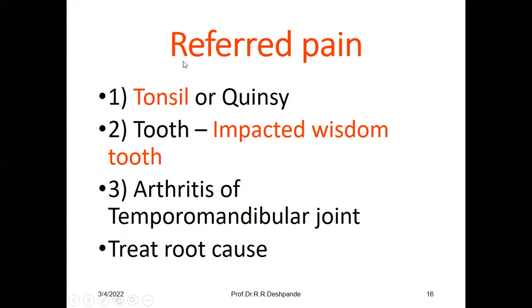There is no wax, there is no pus discharge, nothing is found in the ear. Then you must see the mouth. Ask the patient to say ah. Then the tooth: an impacted wisdom tooth can also cause referred pain in the ear. Third cause, arthritis of the temporomandibular joint also gives pain in the ear. So whenever there is a referred pain, you have to treat the root cause. You have to treat tonsillitis, you have to go to a dentist and take out the wisdom tooth, you have to control the arthritis, etc.